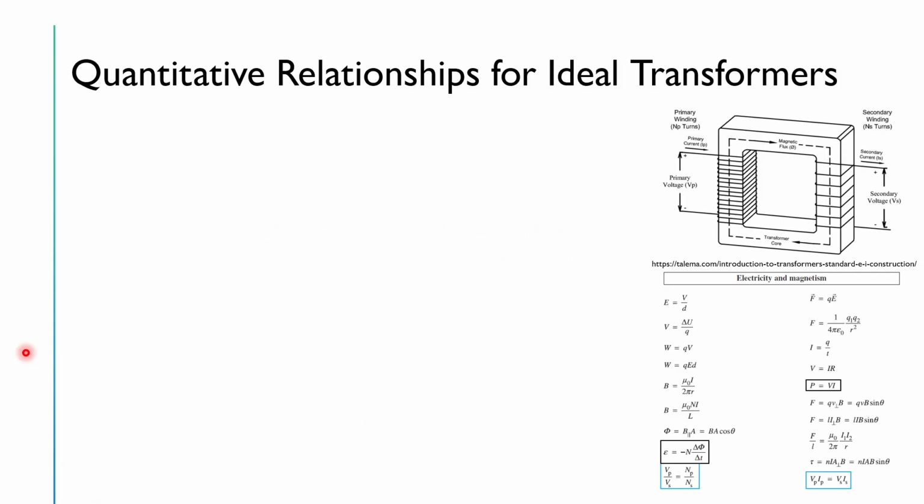So our quantitative relationships are at the bottom of our electricity and magnetism section of our data sheet. We've got Vp on Vs is equal to Np on Ns, as well as VpIp is equal to VsIs. I'm going to show you a derivation for both of them in which I'll apply Faraday's law, as well as our equation for power, which we learnt about in Module 4. What I'm going to do is apply Faraday's law to both the primary coil and the secondary coil.